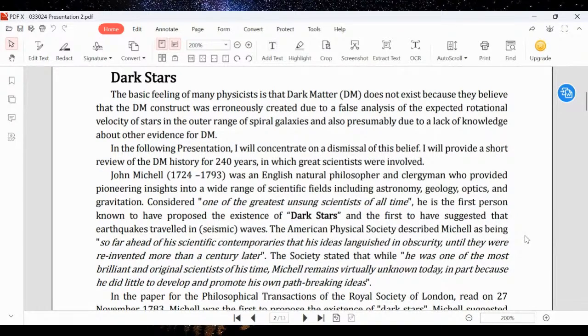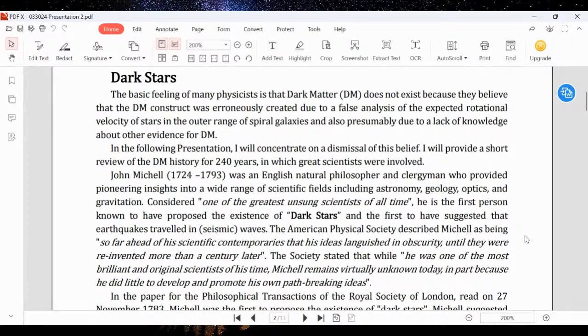I will provide a short review of the dark matter history over 240 years, in which great scientists were involved. John Michell was an English natural philosopher and clergyman who provided pioneering insights into a wide range of scientific fields, including astronomy, geology, optics, and gravitation.